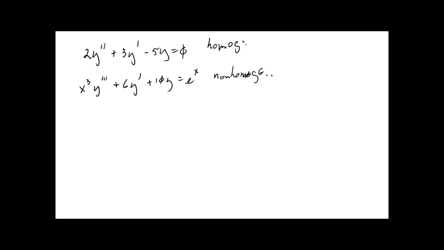Now, the fact that they had variables in the coefficients has nothing to do with it. If you put a 0 there, that would be homogeneous. If you put an e to the x up there, that would be non-homogeneous, okay? The simplicity or complexity of whatever's on the left has absolutely nothing to do with the homogeneity. It's whether it's a 0 or not. That's what makes it homogeneous as opposed to non-homogeneous.